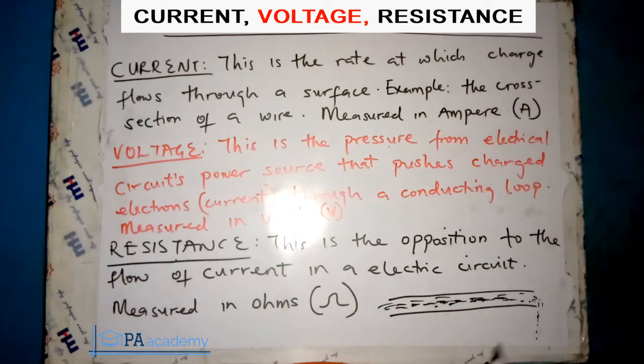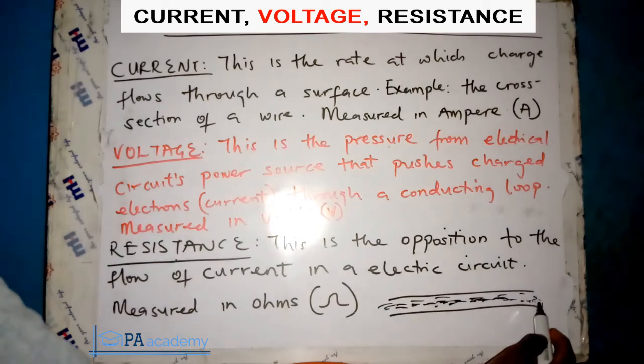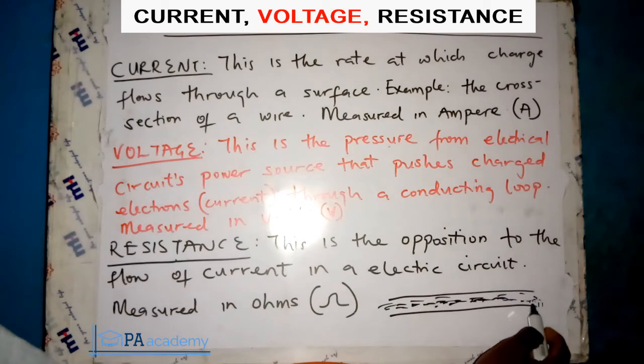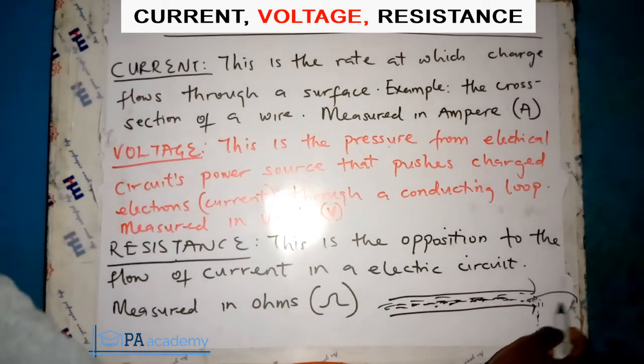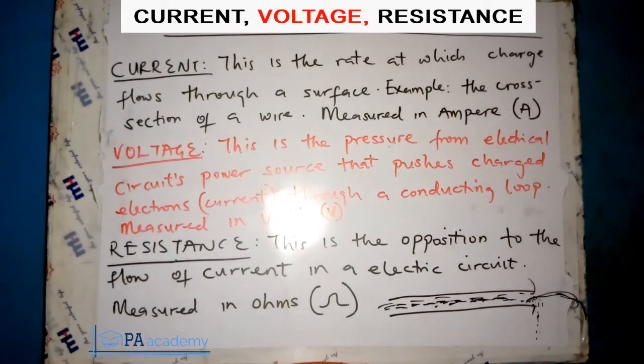But when the pressure is very high, even if the pipe should end here, the water, because of the pressure, can just shoot out and be dropping from this part. So that is it when we are talking about voltage. For an electric circuit, the voltage is the pressure from what? From the circuit power source that pushes the charged electrons.